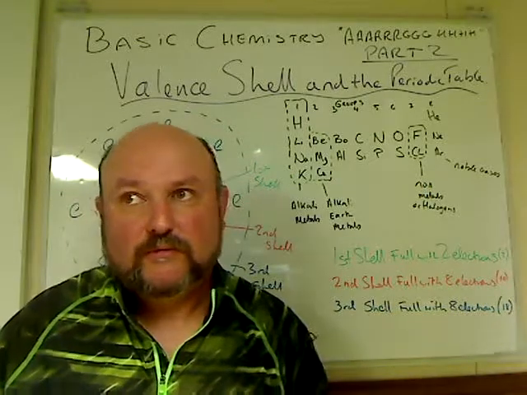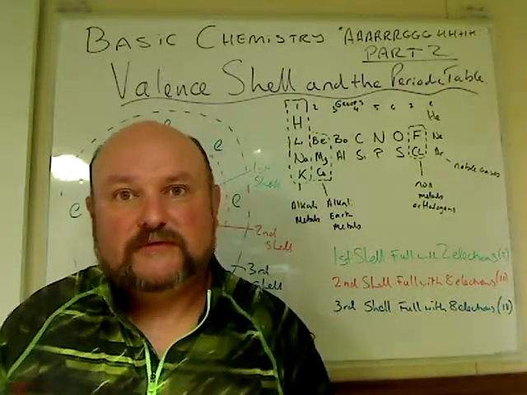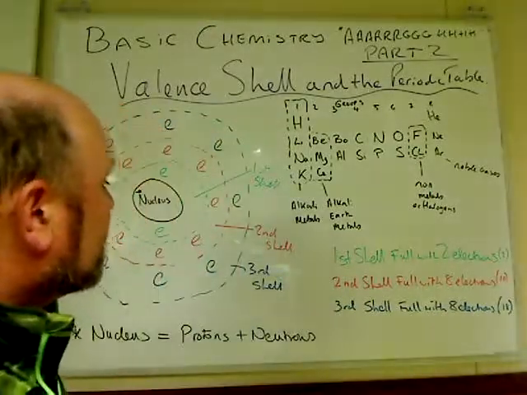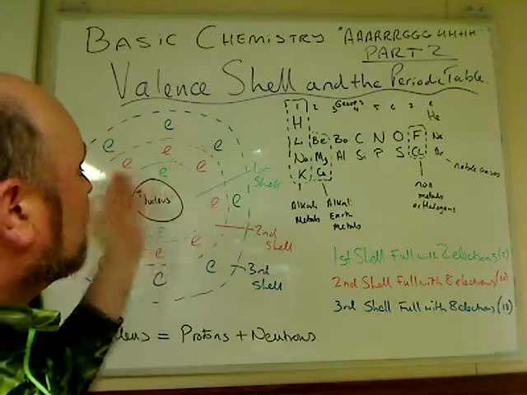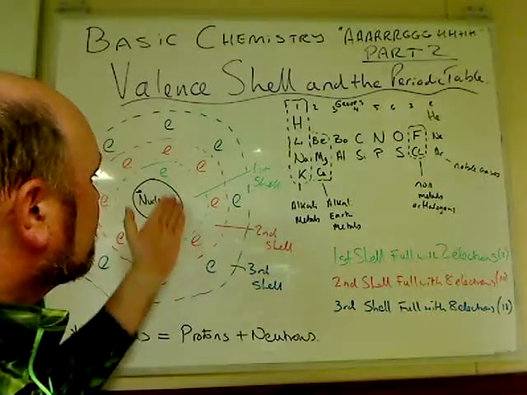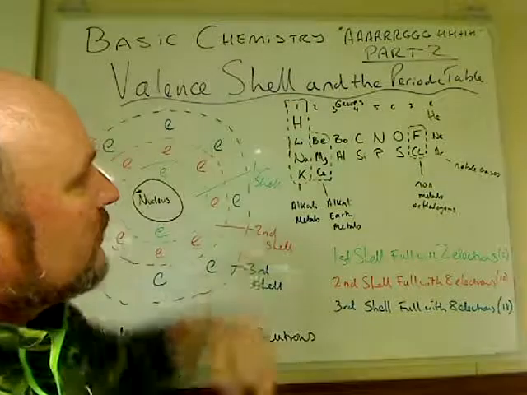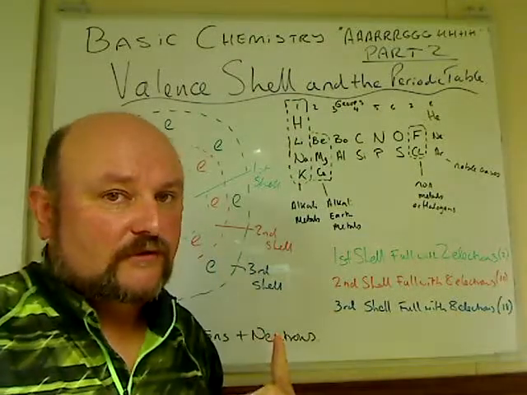Equal charge, 1 proton, 1 positive, 1 negative equals no overcharge. However, it can potentially lose its outer electron. In this group 1 here, they all have 1 electron in their outer shell.